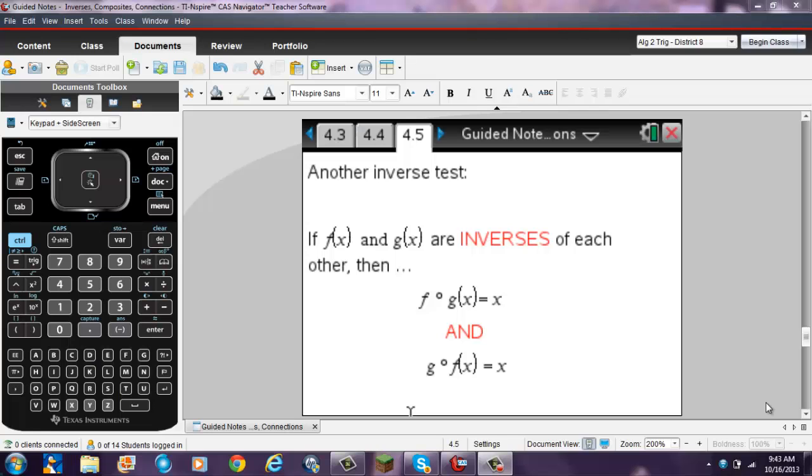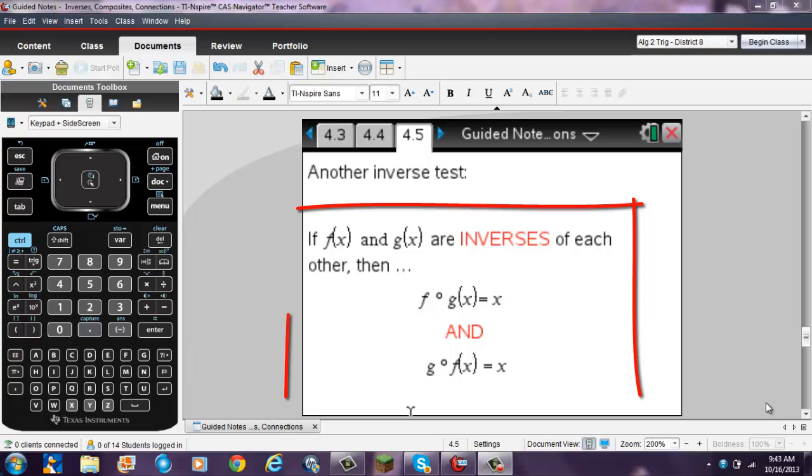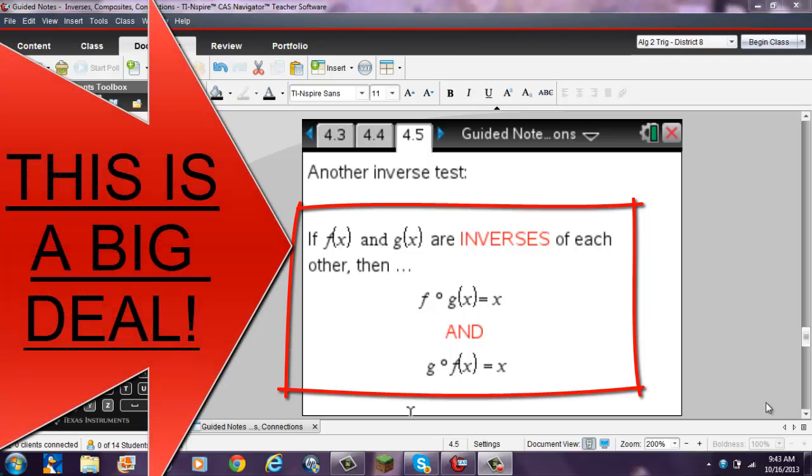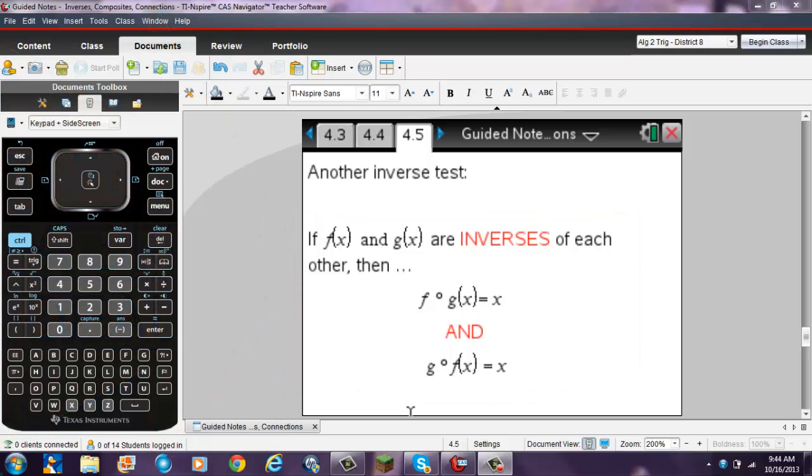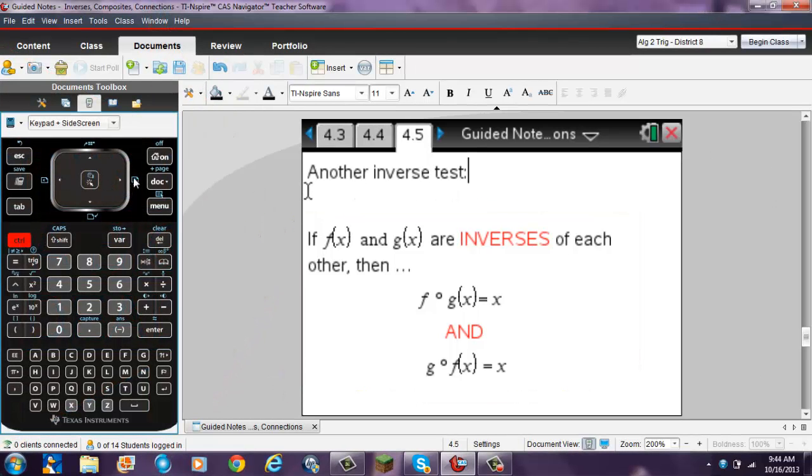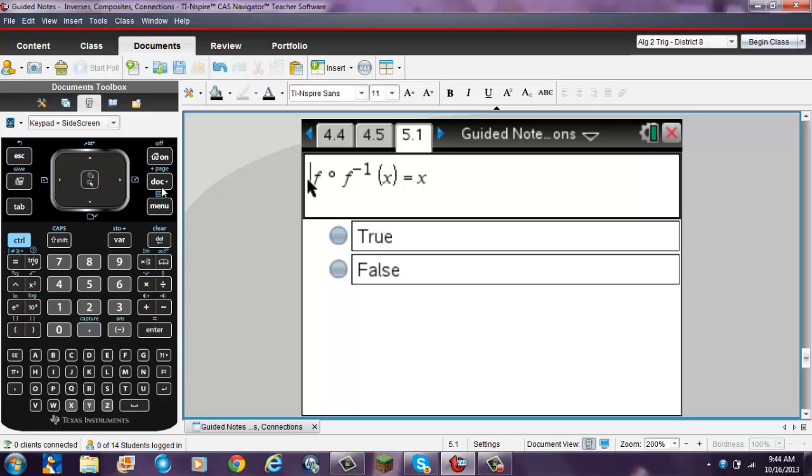So on page 4.5, we have yet another test for inverses. If f of x and g of x are inverses of each other, then f composed with g of x gives you x back, and g composed with f of x gives you x back. Big deal. So on page 5.1, you can be asked questions like this.